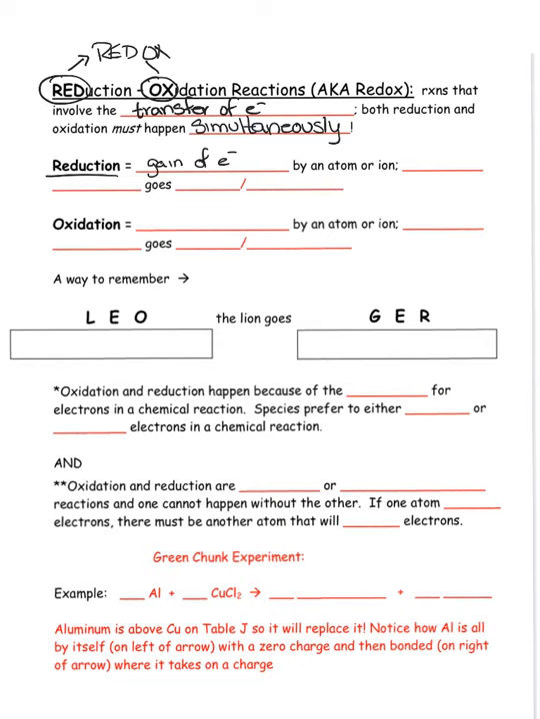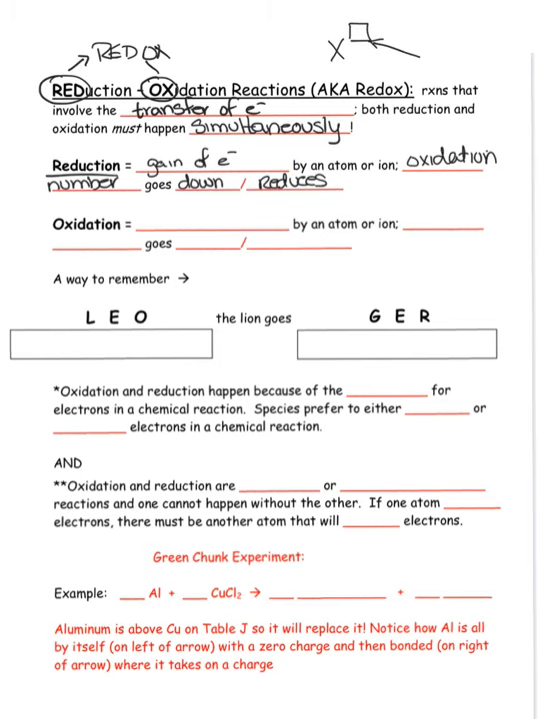When I gain electrons, my oxidation number, if you remember what an oxidation number is, it's the number in the upper right-hand corner, that is going to go down. So a gain of electrons by an atom or an ion, and the oxidation number is going down. That's why we call it reduction. So it goes down and it reduces.